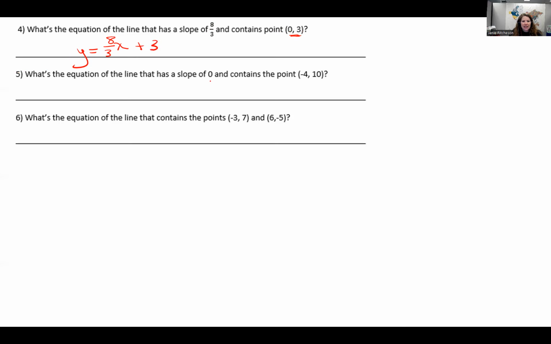What's the equation of the line that has a slope of 0 and contains this coordinate? Well, when I think of 0 slope, I think of a horizontal line, which tells me that this is going to be a horizontal line that goes through this point. There's only a y in my equation. So what is the y value? The y value is 10. So my whole equation is y equals 10.